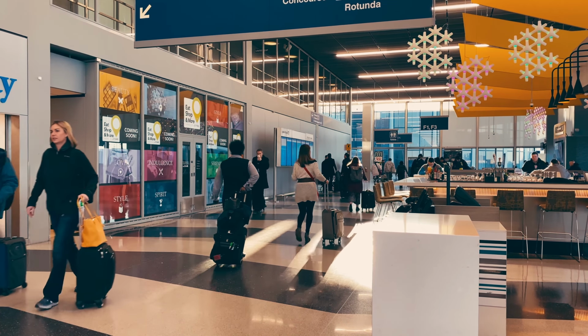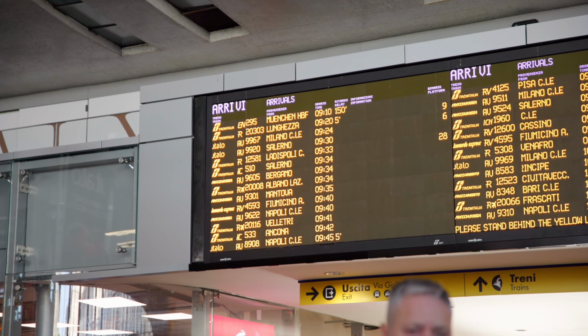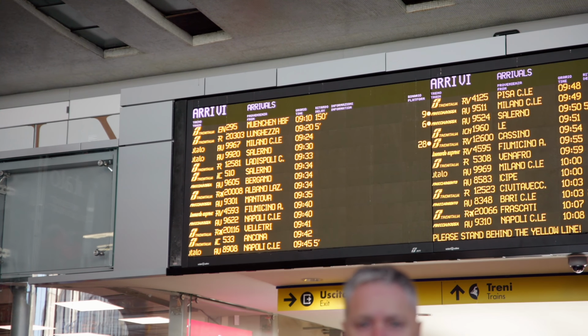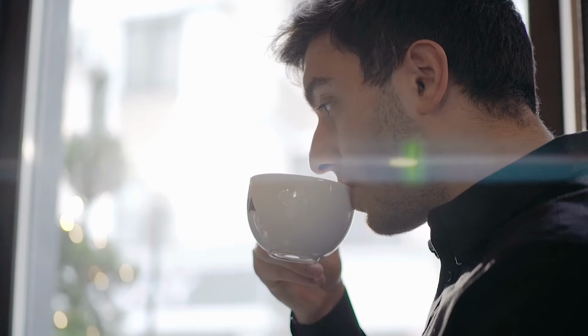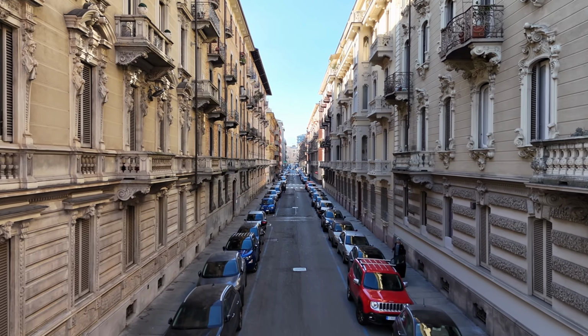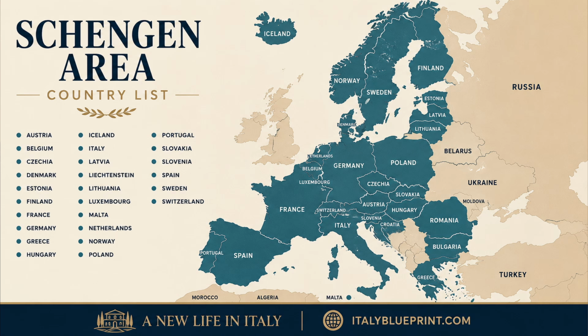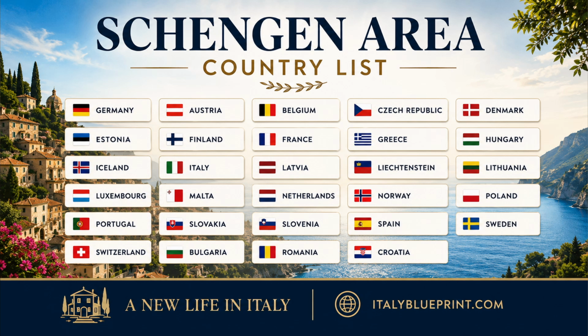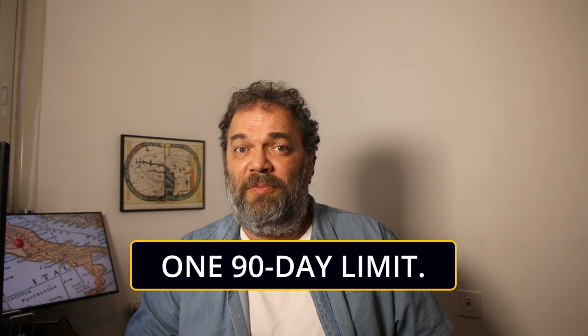As an American or a British, Canadian, Australian, really any non-EU citizen, you can enter Italy without a visa. And you can stay for up to 90 days. But there is some very important information to know here. That's not 90 days in Italy alone. That's 90 days inside the entire Schengen area. The Schengen area is a group of 29 European countries that all share the same border rule. So it's not 90 days per country, it's 90 days total across all of them combined.